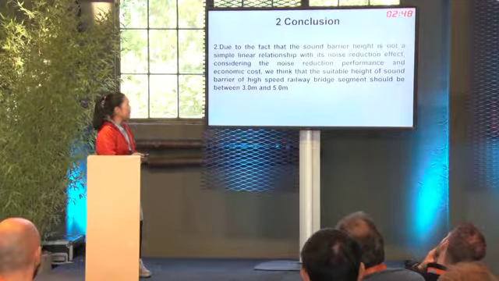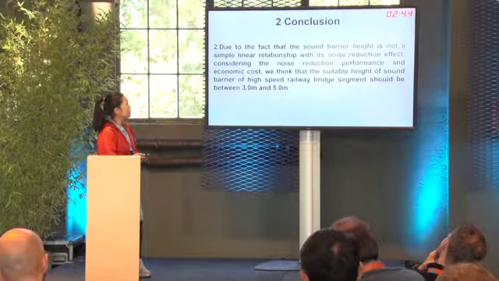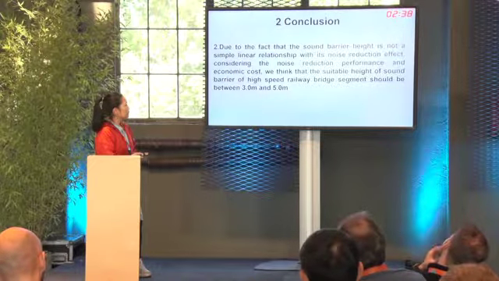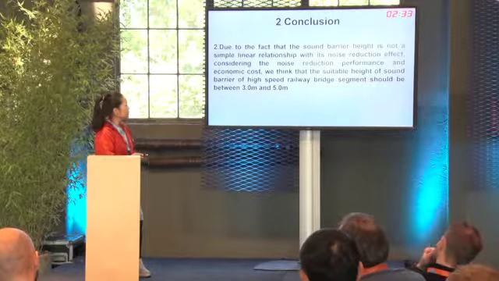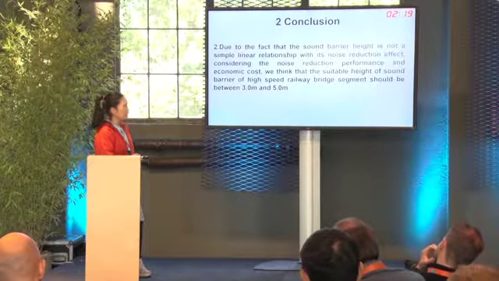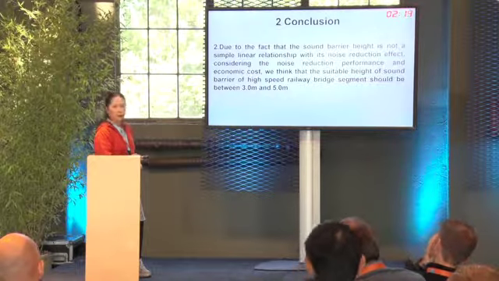Secondly, the sound barrier height does not have a simple relationship with its noise reduction effect. Considering the noise reduction performance and economic cost, we think that a suitable height of the sound barrier for a high-speed railway bridge segment should be between 3 and 5 meters. This is our conclusion.